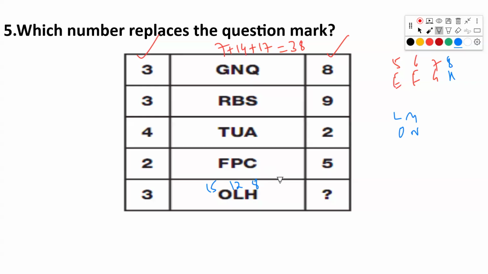So this is 2035. So what is the answer? 3 here, it is already there, question mark place 5. Why? Because when I add up, it is going to be 35. Okay. O plus L plus H. O is 15th letter, L is 12th letter, H is 8th letter. When I add up 35, 3 is already there, I have to put 5.